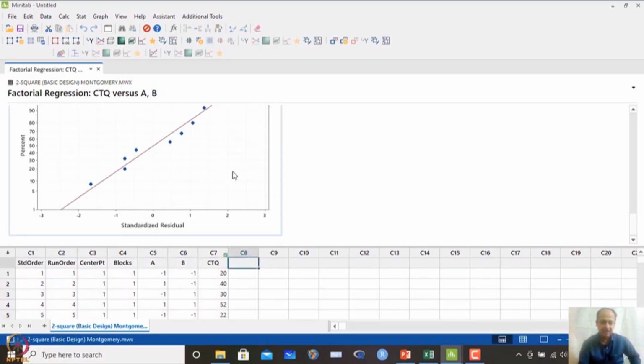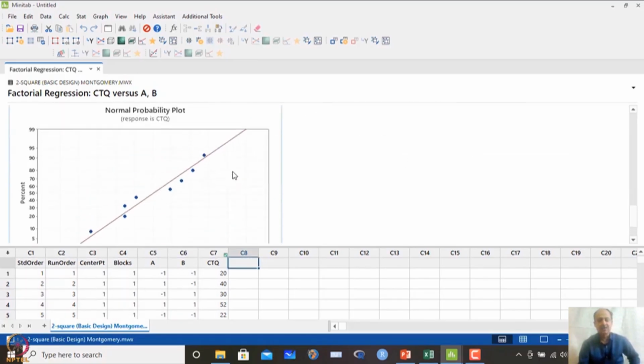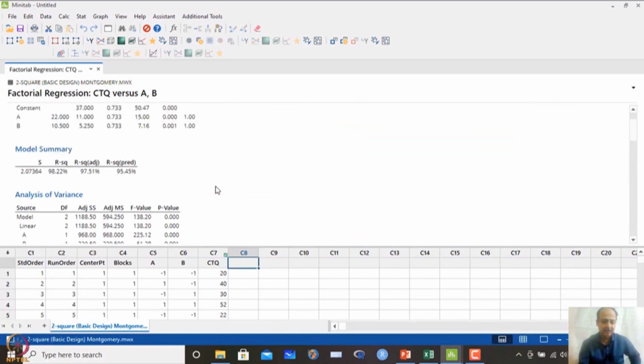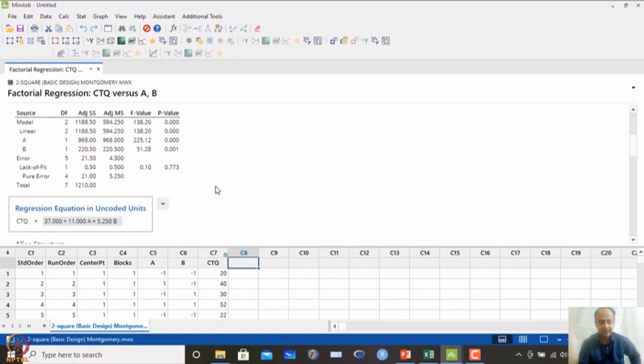We have not saved the residual, so we can save the residual and check whether the normal distribution assumption holds. It seems to be okay, because all points are near the line. So there is no problem as such over here. This is the equation we can use, and this is the final model that can be recommended.